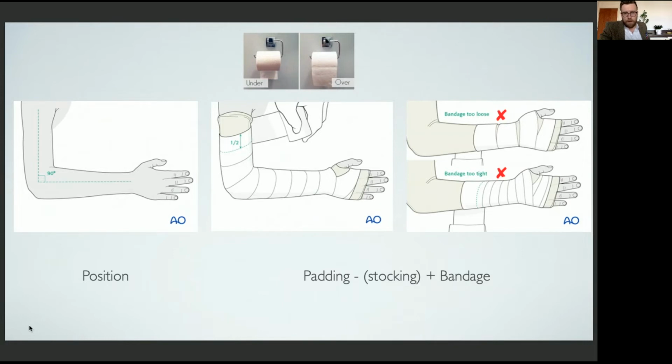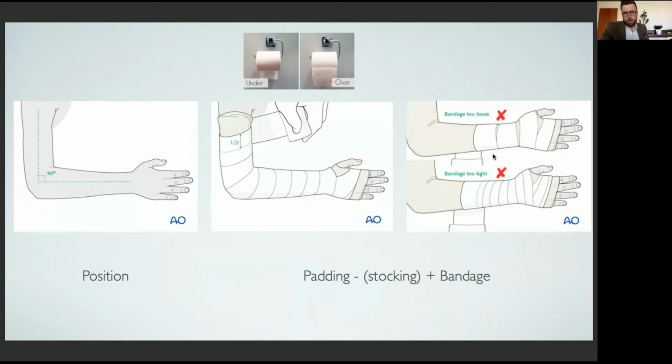Once you've got the arm at that 90 degrees position, you want to apply a padding to the arm. So you can see the stockinette underneath the arm, which is just a big sock that's pulled up the arm and a little thumb hole cut. And then applying bandages over the top. You want to apply a half roll, meaning you've got a roll of bandage, and then you want to put another roll around half the diameter of the bandage to make sure you've got a little bit of overlap, but not too much as demonstrated in this picture, and not too loose as it is in the picture above.